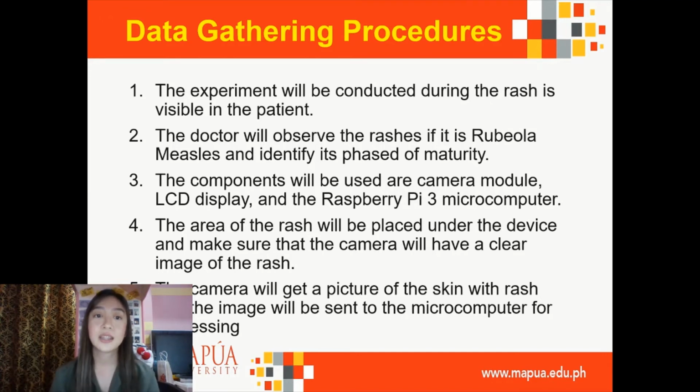For the data gathering procedures, the experiment will be conducted while the rash is visible in the patient. The doctor will observe if the rash is rubeola, measles, and identify its phase of maturity. The components used are the camera module, LCD display, and Raspberry Pi 3 microcomputer. The area of the rash will be placed under the device, making sure that the camera has a clear image of the rash. The camera will take a picture of the skin with rash and the image will be sent to the microcomputer for processing.